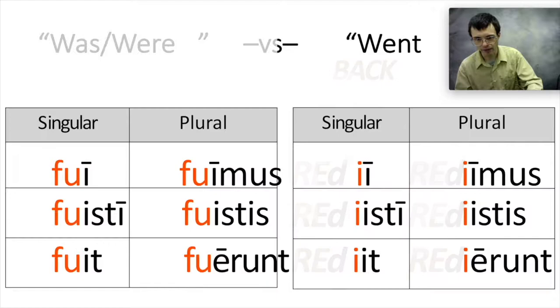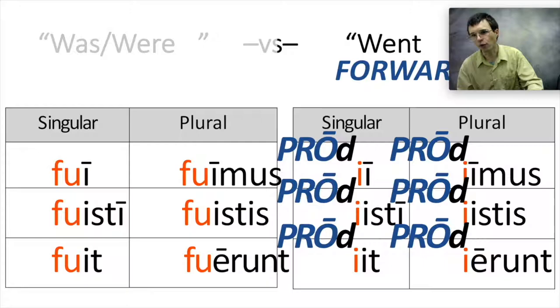And lastly, prodiī, I went forward. Prodiisti, you went forward. Prodiit, he, she, it went forth. Prodiimus, we went forward. Prodiistis, y'all went forward, and prodierunt, they've gone forward.